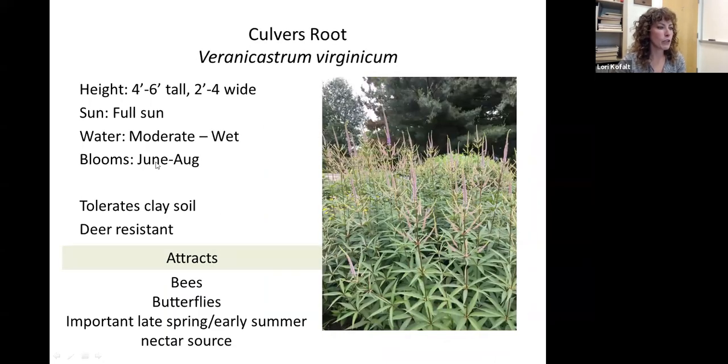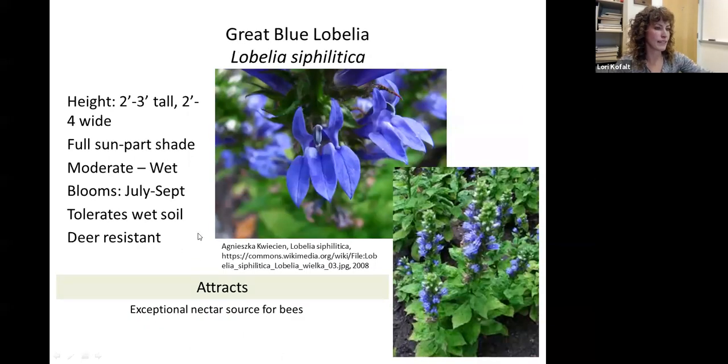Culver's root, which is a really beautiful architectural, narrow growing plant, and it gets between 4 and 6 feet tall. It does not mind having wet feet. Again, deer resistant. At my house, the deer took a bite out of mine, but they came back and left it alone afterward. And once again, it's another important late spring, early summer nectar source, starts blooming in June and will persist throughout the season.